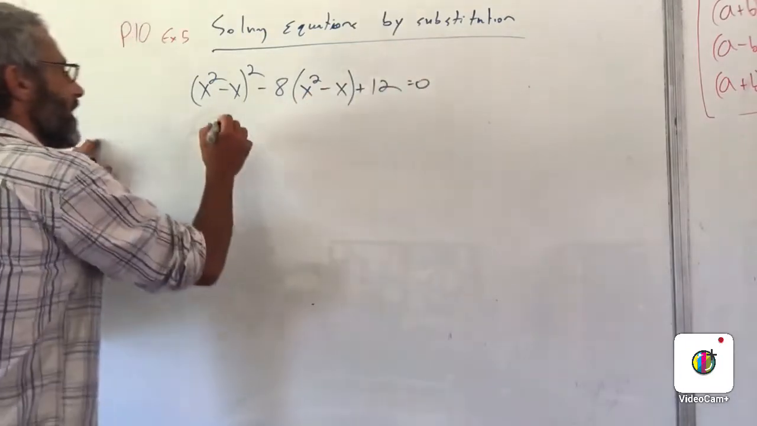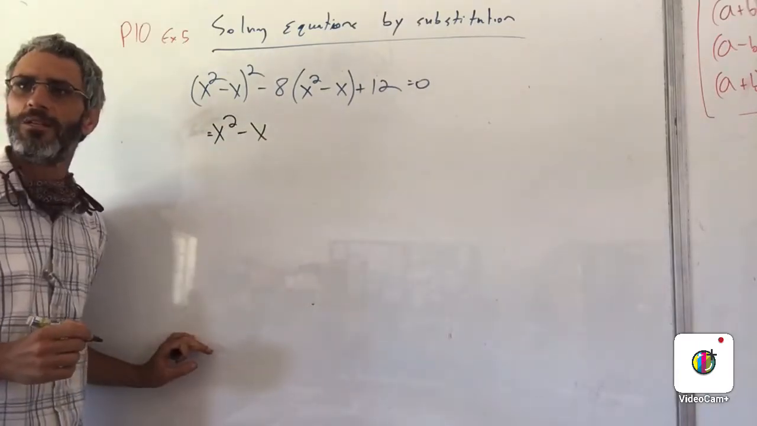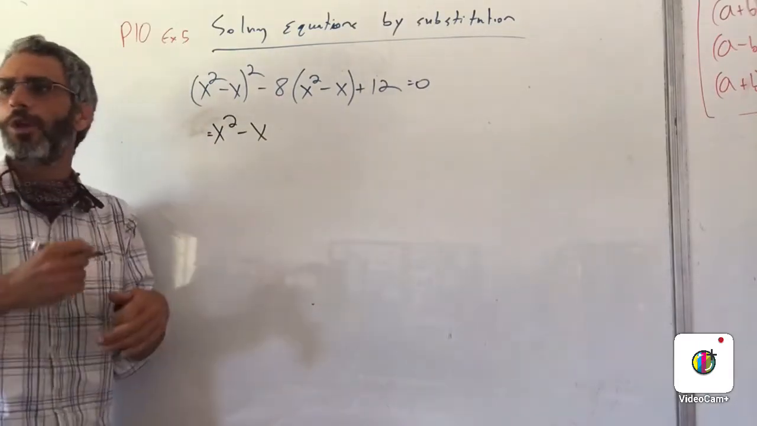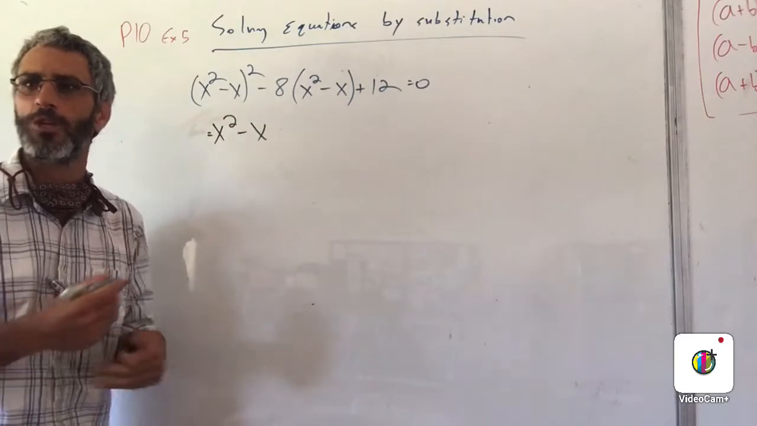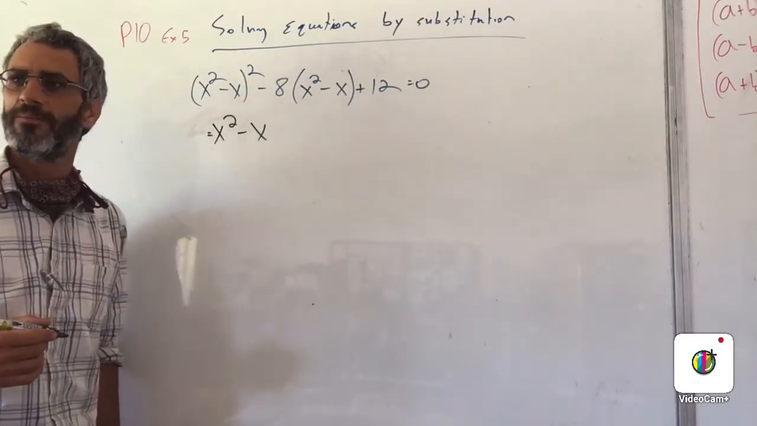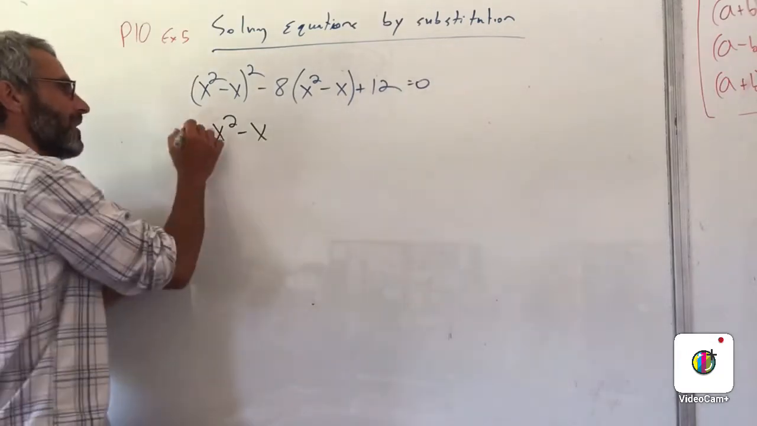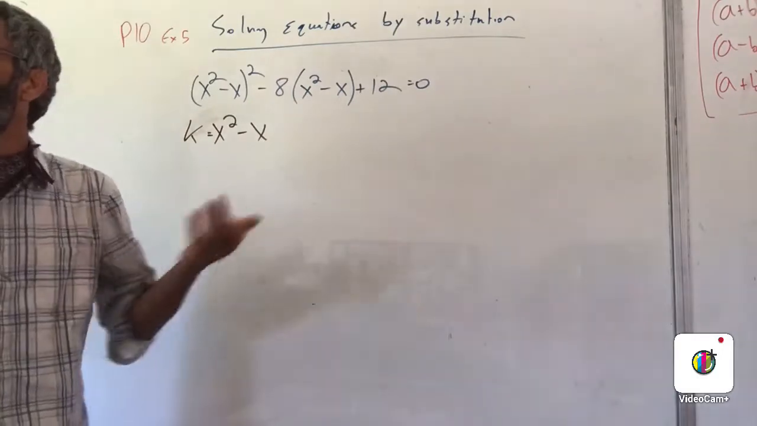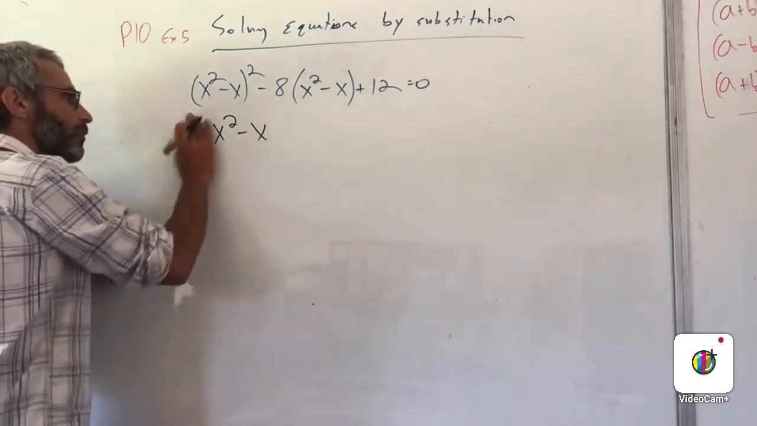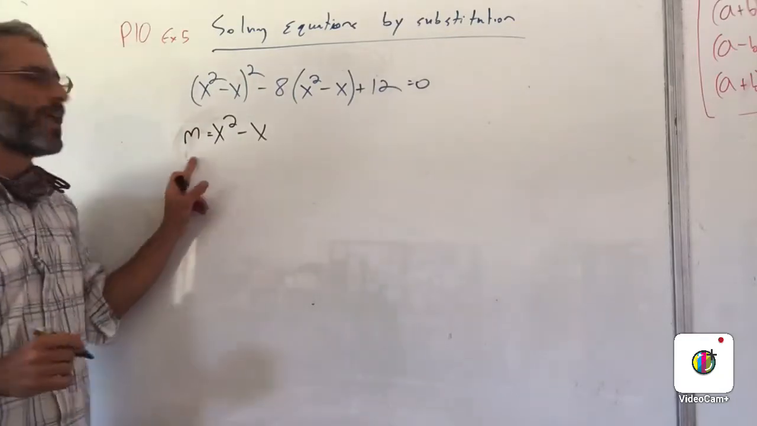We are going to say x squared minus x equals some kind of letter. We can call it K, we can call it A, we can call it M, whatever you want. What letter shall we give it? Normally a lot of people give it the letter K, or you can give it an M. My K is quite rubbish, so let's call it M.